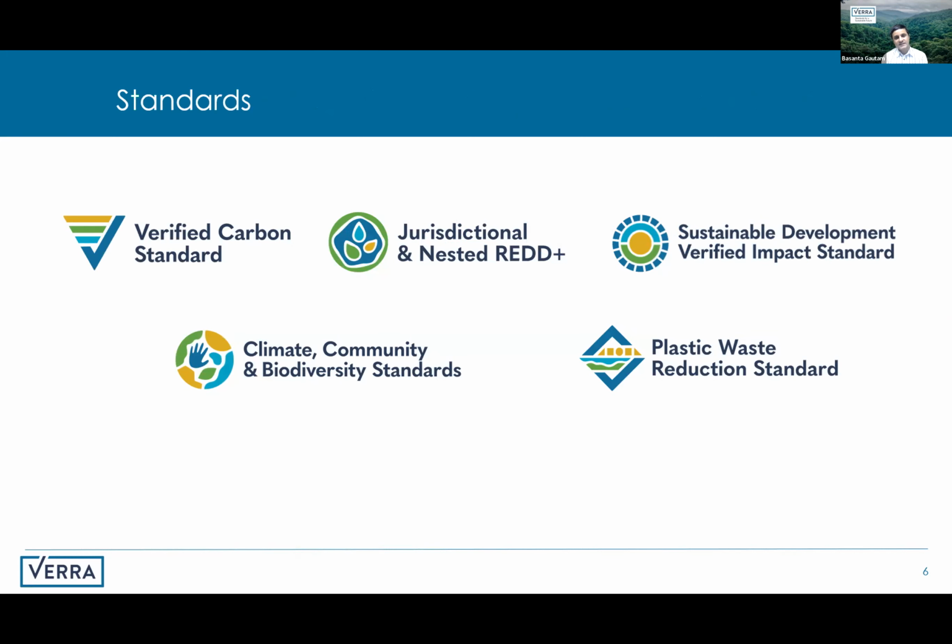Okay, so here you can see the 5 standards that we have at the moment. And during this presentation, I'll be covering the first 4. So VCS, Verified Carbon Standard; Jurisdictional Nested REDD+, so-called JNR; Sustainable Development Verified Impact Standard, so-called SD VISta; and Climate, Community and Biodiversity Standard, so-called CCBS. So I'll be presenting the safeguard requirements of these 4 standards during my presentation. Next slide, please.